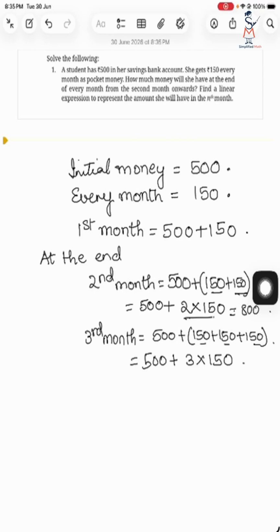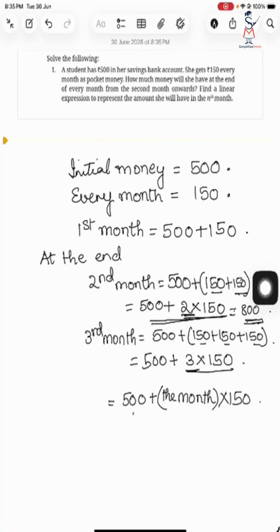What is the pattern? The pattern states that for every month, how much total money she has at the end, how we came to that total money, there is a pattern for it. We will decode the pattern. The pattern states that it is 500 plus the month, first month, second month, whichever month, into 150. Here second month, so 2. Here third month, so 3. So here what is the pattern? Pattern is 500 plus 3, the month, into 150. 150 is every month's money.